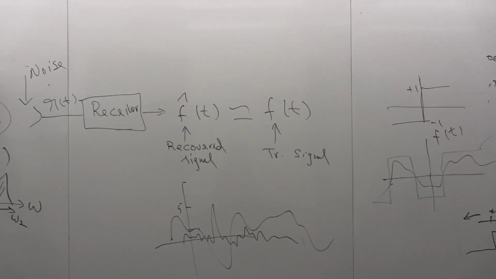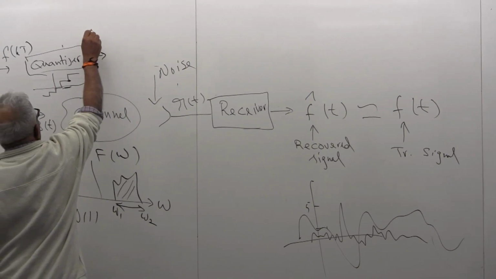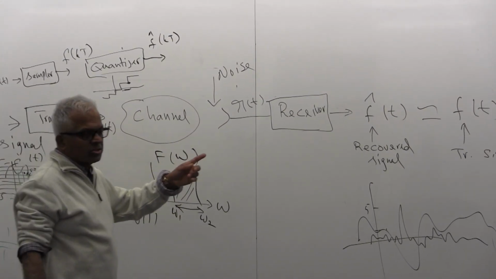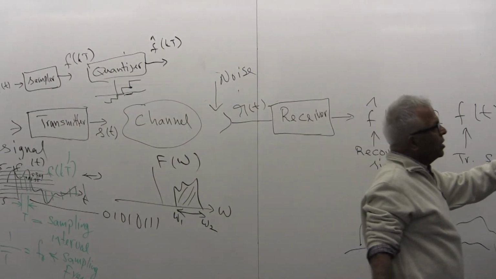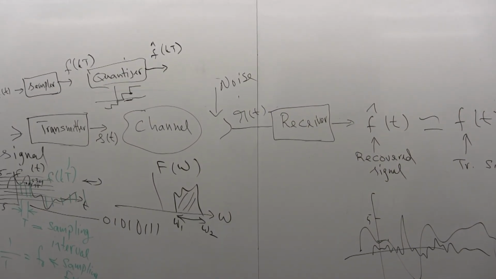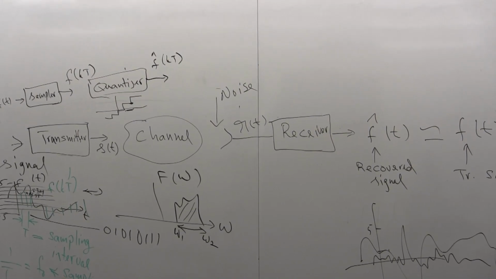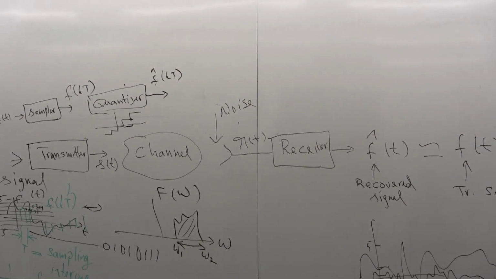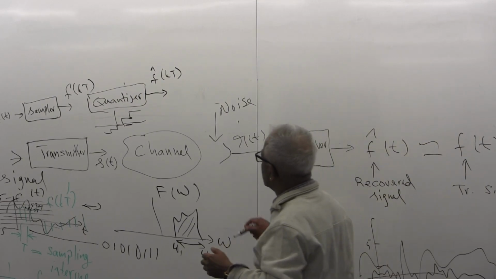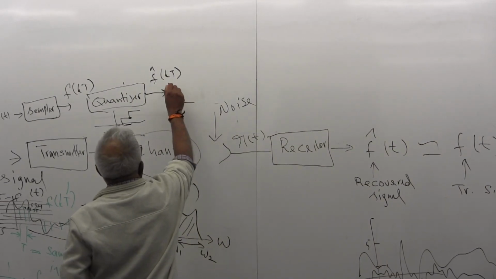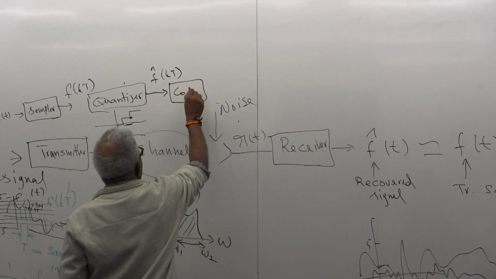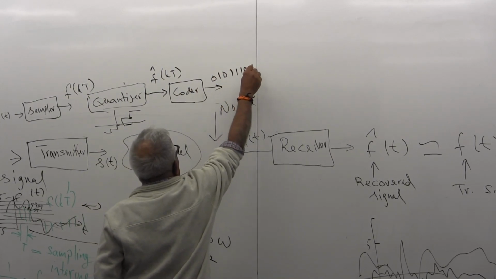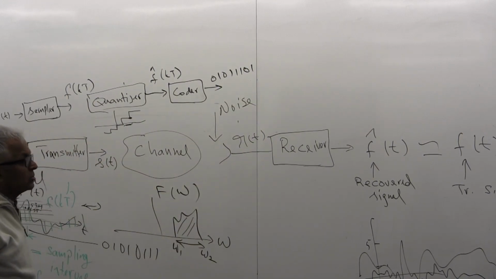Then the question after the quantizer, so let me write this as f hat of kT. Then we will use a code book to convert these actual values into ones and zeros. So you may have your own local code book. So I'll call it a coder. So at this point it is a bunch of strings of ones and zeros.